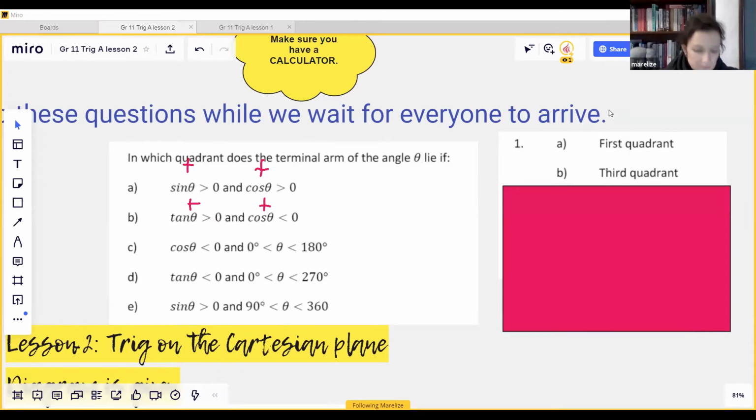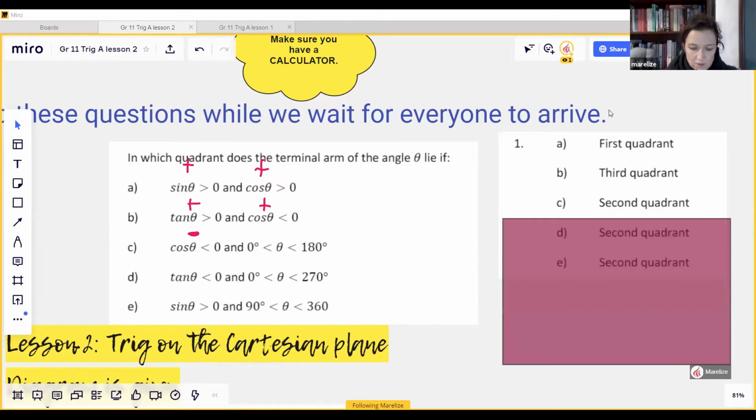Well done. Question 3, I'm getting ahead of myself here. Question C, cos is negative and the theta, our angle, has to be between 0 and 180 degrees. What does that imply? It means that you have to be either in the first or the second quadrant, because that is going to be between 0 and 180, and cos must be negative. Please put your answer in the chat so I can see. Second quadrant, I totally agree with that. Well done, second quadrant.